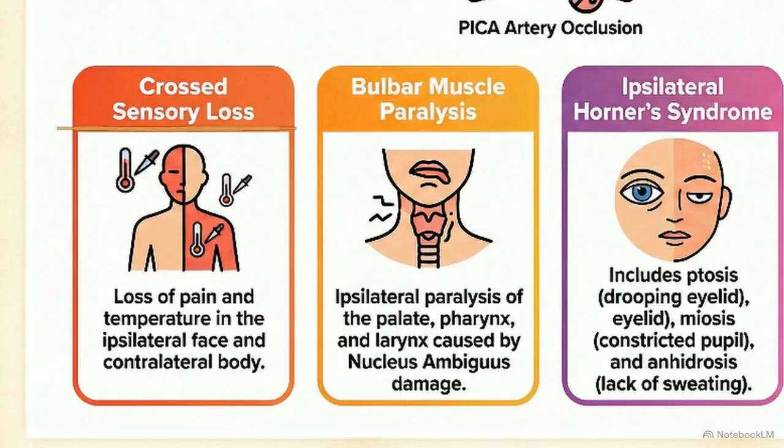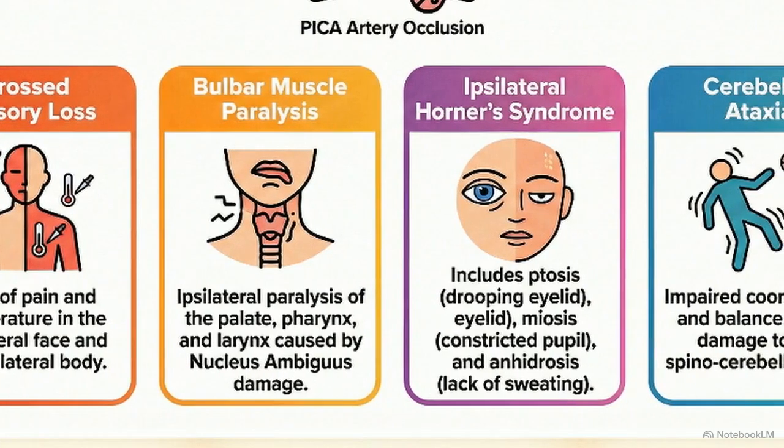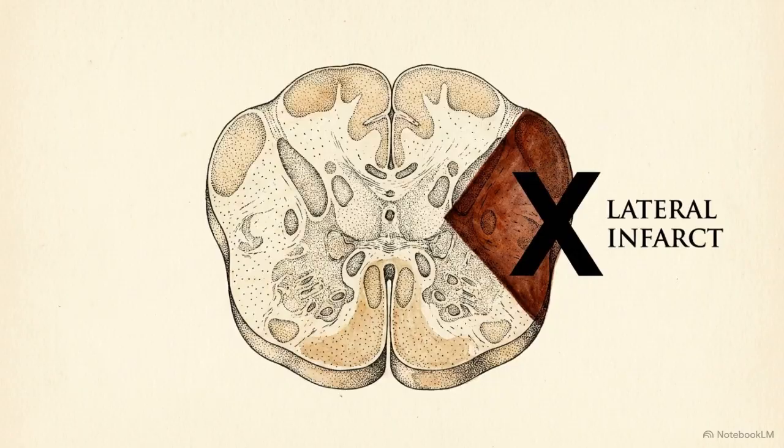Damage to the lateral spinothalamic tract and spinal trigeminal nucleus creates a crossed sensory loss. Ischemia of the nucleus ambiguus prevents swallowing. Finally, severing the descending sympathetic tract induces an ipsilateral Horner syndrome. Wallenberg syndrome reflects the inescapable mechanical footprint of a PICA occlusion on the lateral axis.